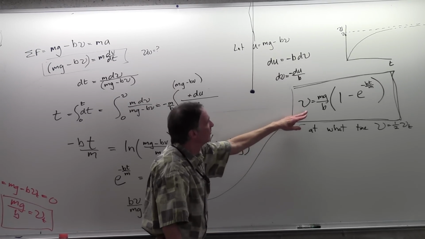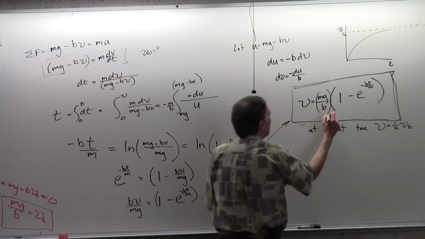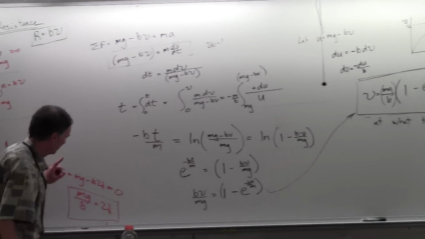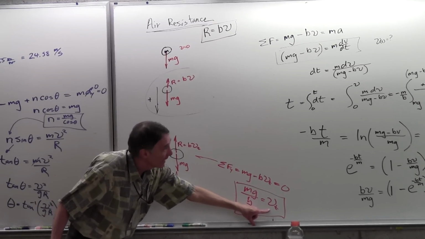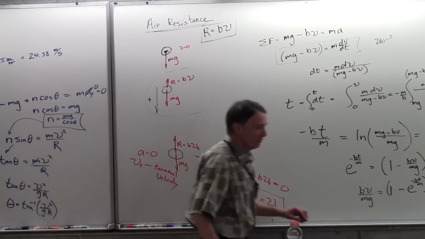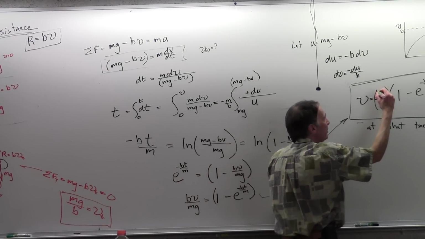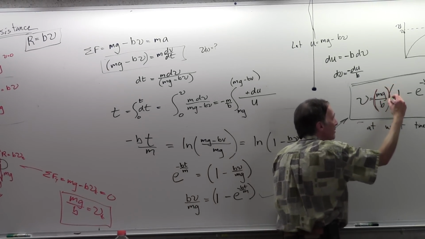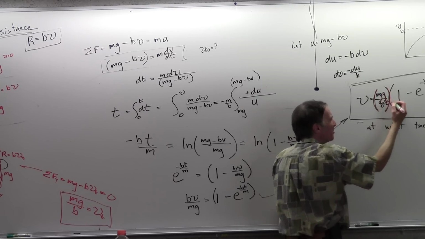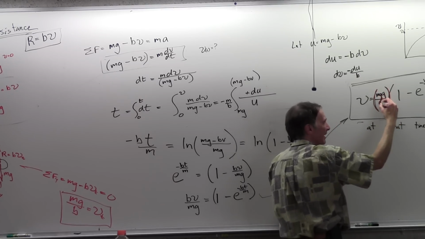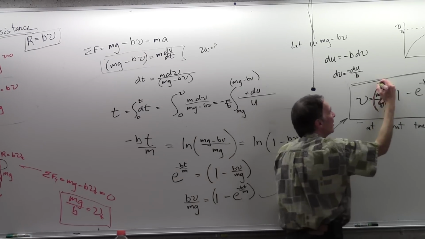something I meant to do here too, this mg over b, I got a little sloppy here. mg over b was the terminal velocity. So maybe, screwing up my board a little bit, but you can replace all of this in black with just v sub t, terminal. Is that too confusing to look at? All of that is the terminal velocity, vt.